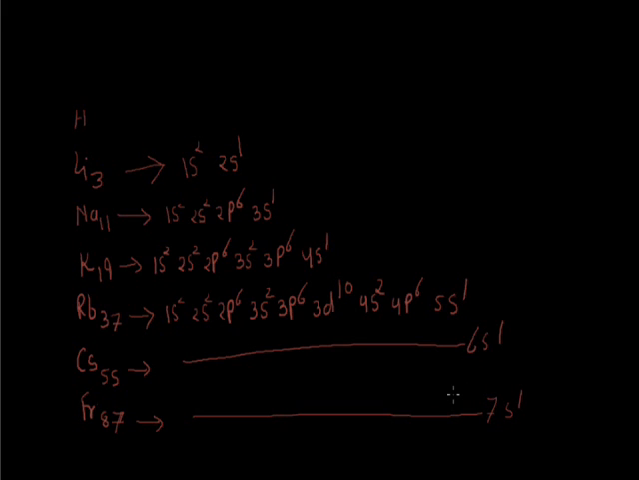So we have seen that in all these elements, the outermost shell or outermost orbit has the general electronic configuration ns1. Here n means the principal quantum number. Principal quantum number means the number of the last orbit. In all the elements, the last orbit contains only one electron, meaning the valency of all the elements is 1.